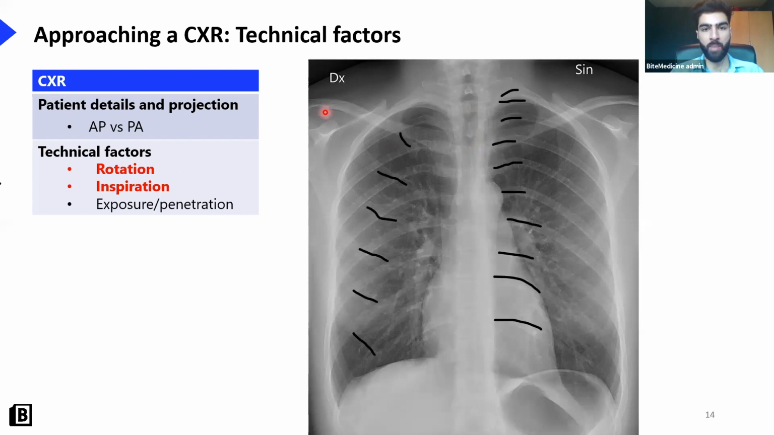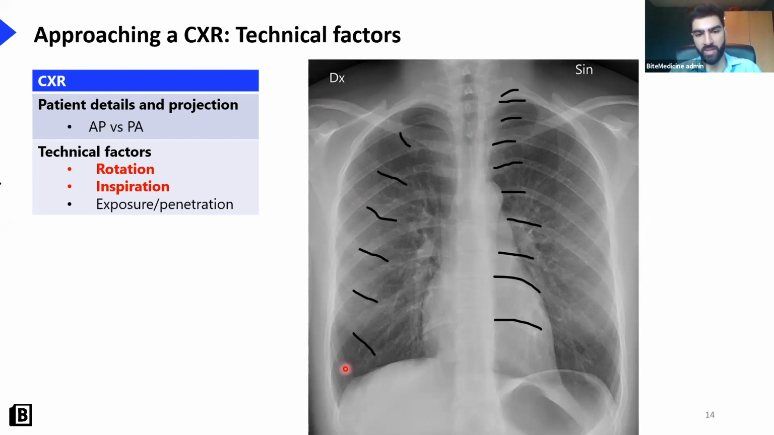Inspiration looks at the number of ribs. So how many ribs should we have anteriorly on a chest X-ray for adequate inspiration? Good, 5 to 7. So you've all got that right. And how many posteriorly? Roughly. Yeah, so 10. So if you look here, we've got 1, 2, 3, 4, 5, 6 anterior ribs.